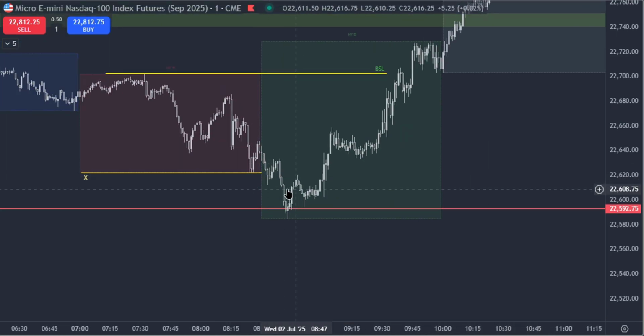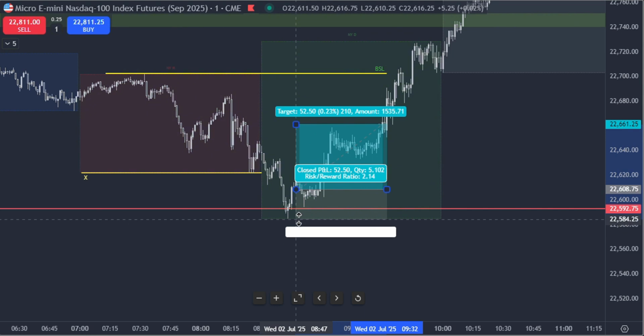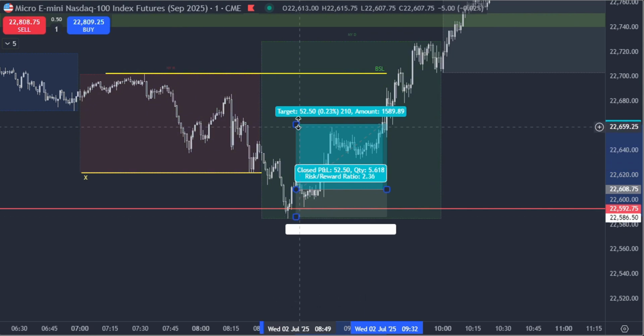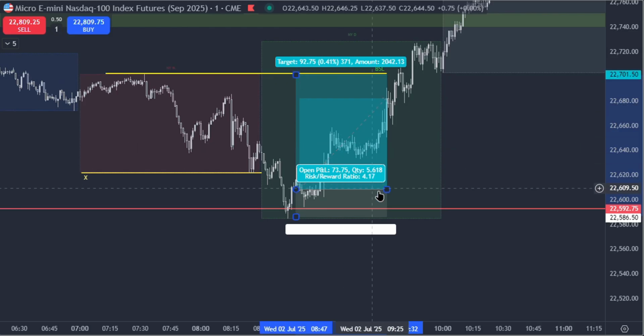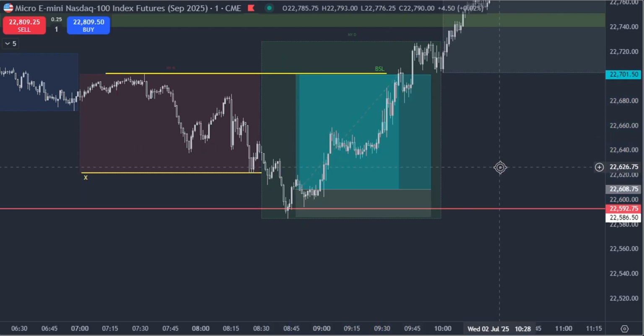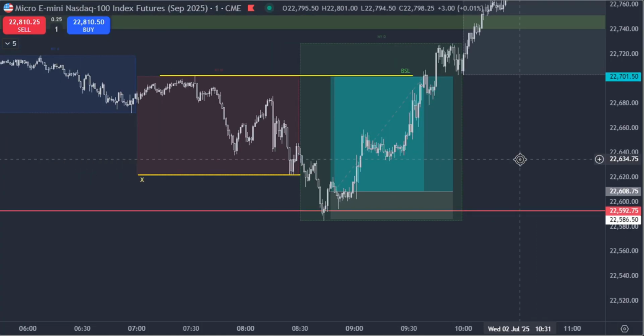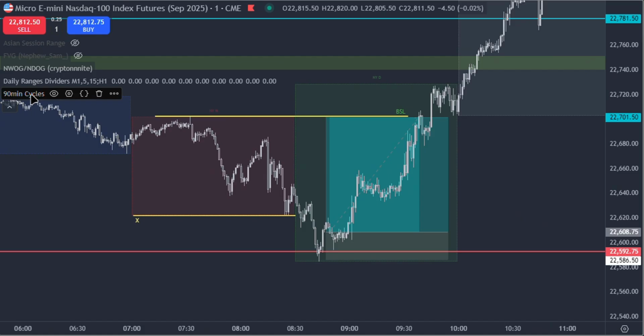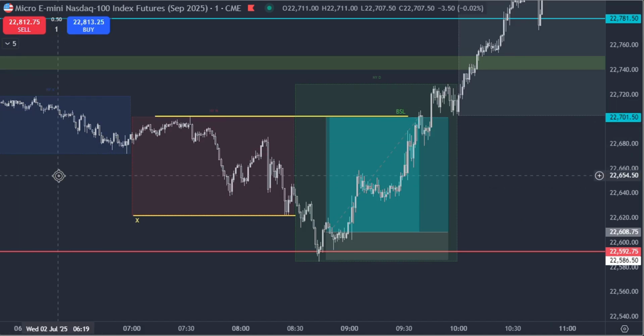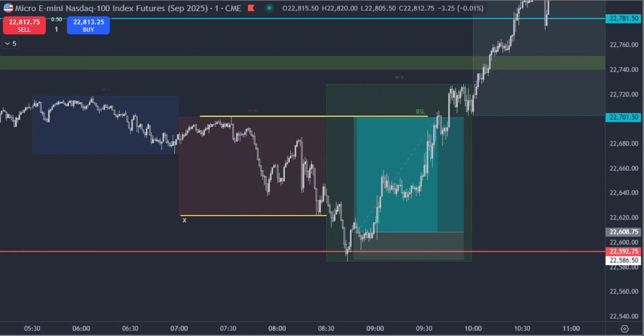So as soon as we sweep it, look for your entry at the low, target the high. So that's 90-minute cycles. Get the indicator, play with it. Yeah, I mean, you can even target this 90-minute cycle up here.